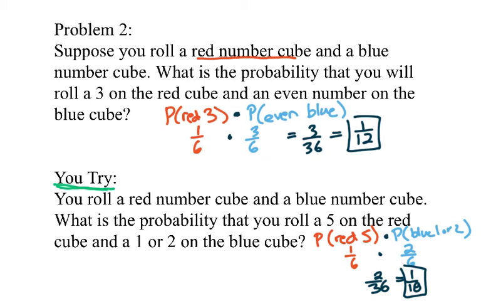So check your answers. You should have gotten 1/18. The probability that we roll a red 5 is 1/6. The probability that we roll a 1 or a 2 on the blue is 2 out of 6. When we multiply those together, we get 2 out of 36, which would reduce to 1/18.